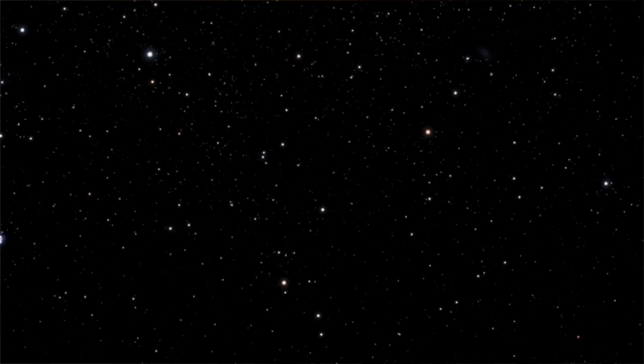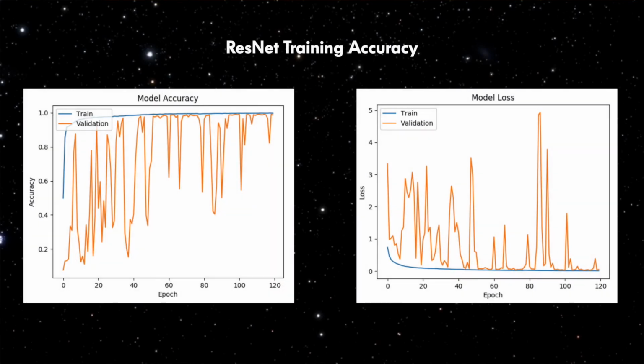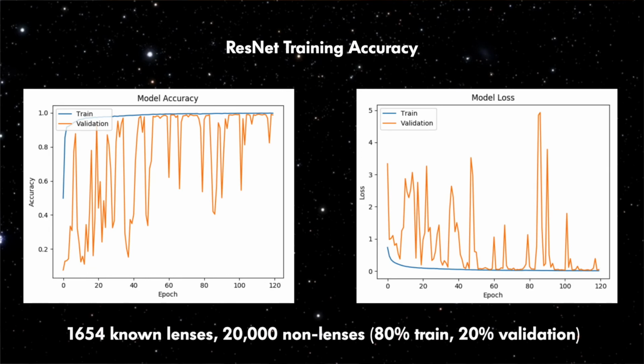So here we see the results of our model training over 120 epochs with our 1654 known lenses and 20,000 non-lenses. We see a clear increase in the accuracy over time. And although the validation set doesn't quite match the accuracy of the train set, it still is very respectable, and the same with loss, indicating that our model is actually functioning in identifying gravitational lenses.